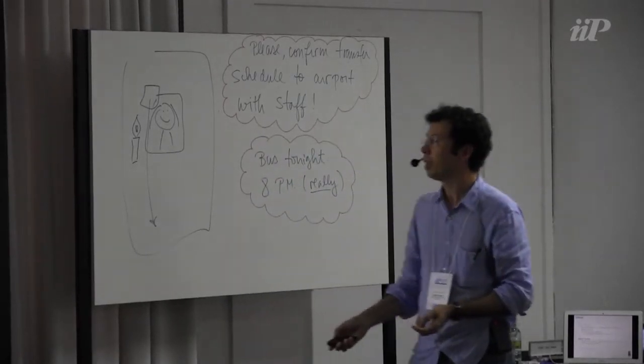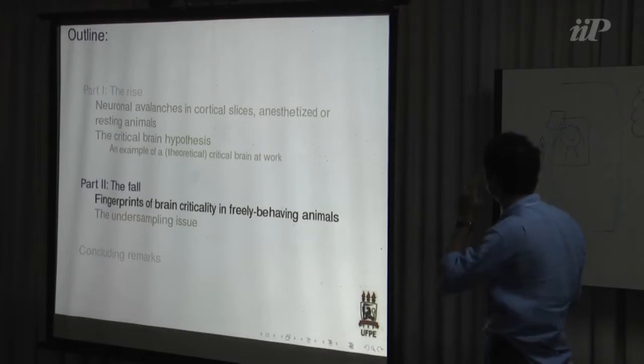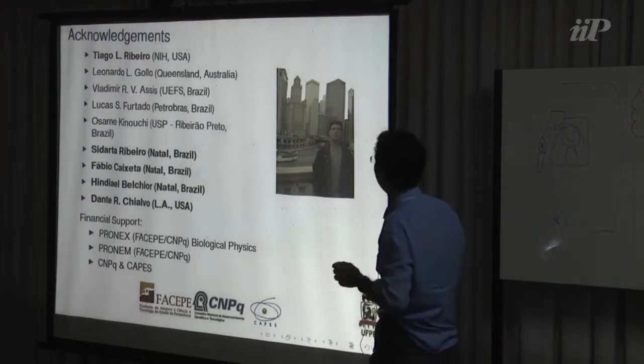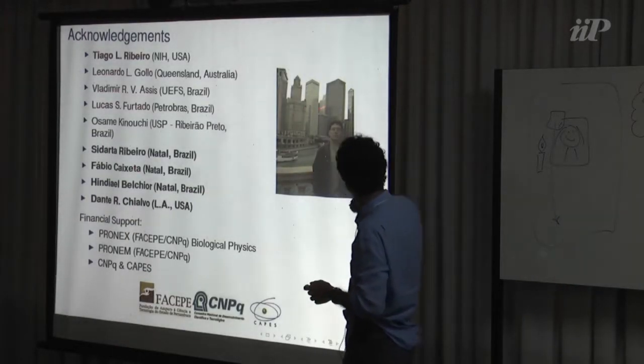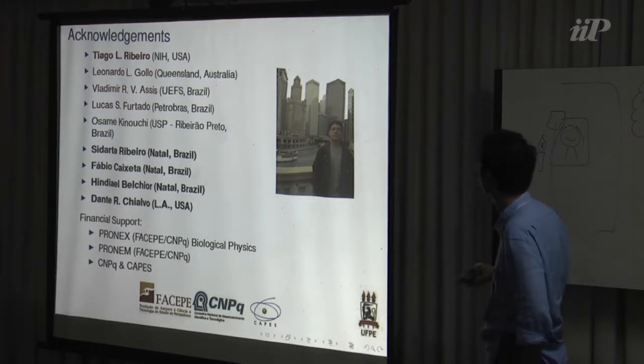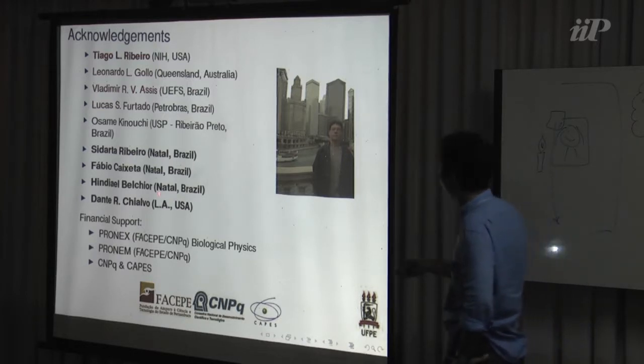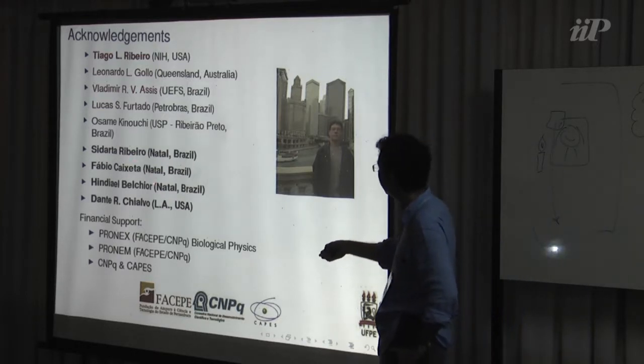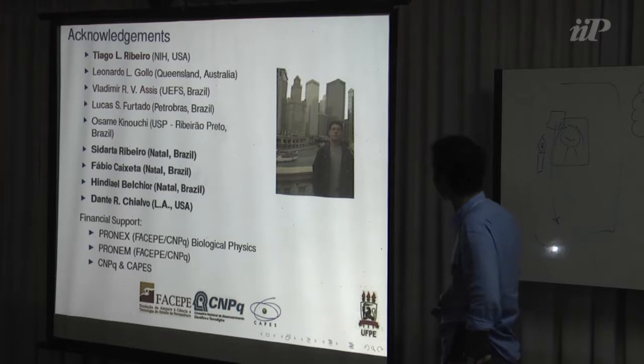So we went on to look at fingerprints of brain criticality in freely behaving animals. This is data from Siddhartha, not here. And the guy who did everything is Thiago, my foreign student. He's now at the NIH with the Dietmar plans. And also in collaboration with Fabio Cacheta, Indriel Belchior, and Dante Chialvo.